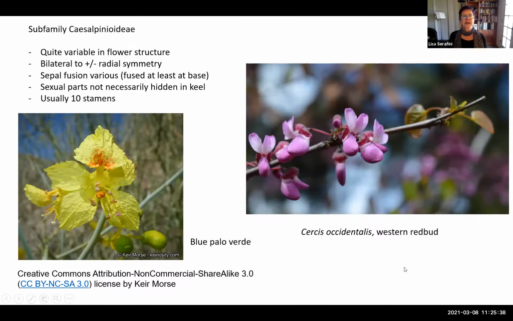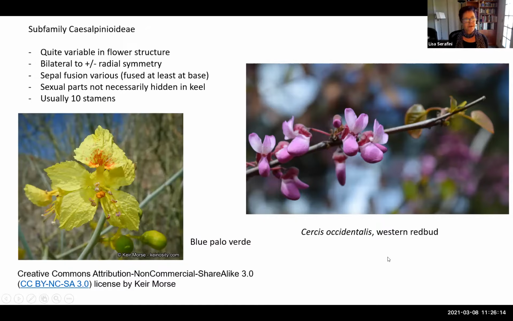Okay, so here we have a little bit more variability in the flower structure. In the subfamily, you can have more or less radial symmetry, to obvious bilateral symmetry. And in this one, the sepal fusion varies. It's fused at least at the base. And the sexual parts, unlike the Papilionoideae, are not necessarily hidden in the keel. You can see in this left one, there's no keel there. So you've got the stamens out in view and the pistil. We have usually 10 stamens.